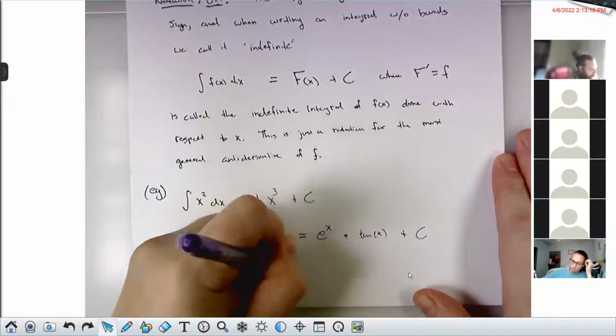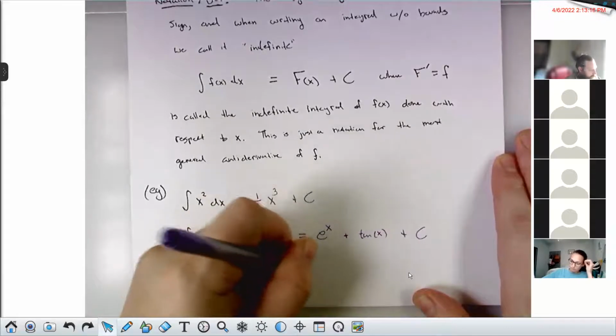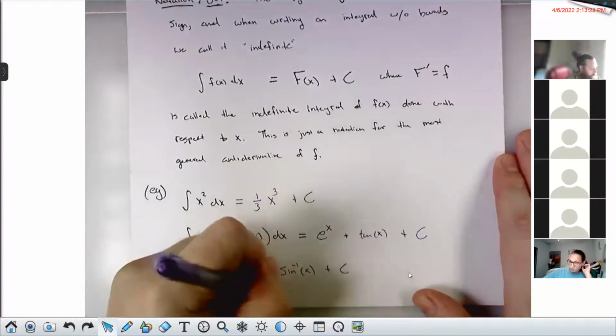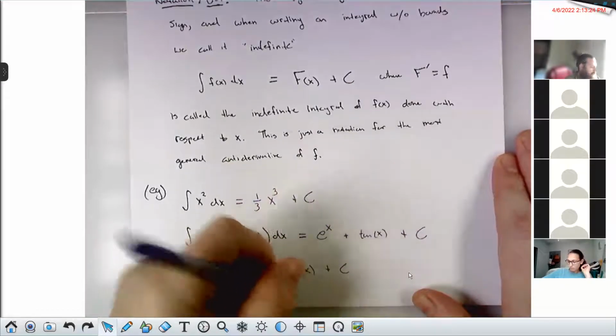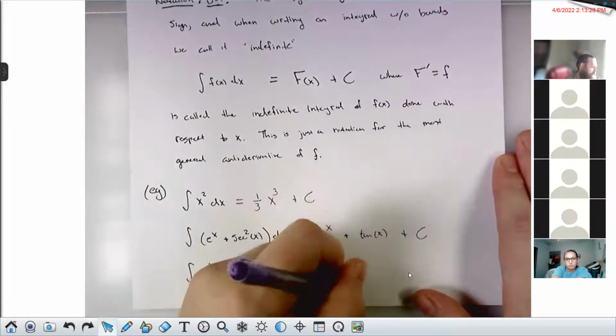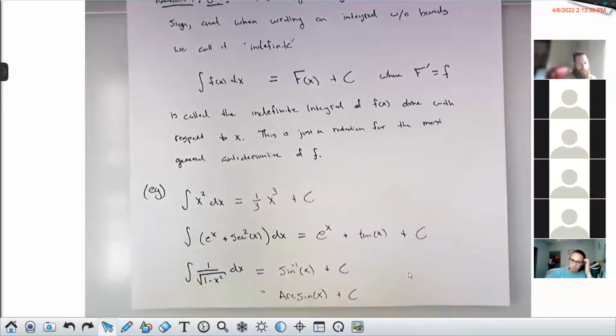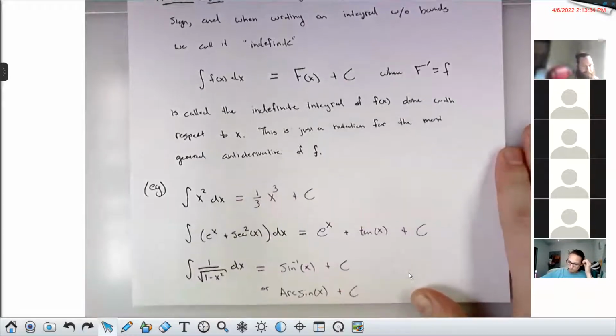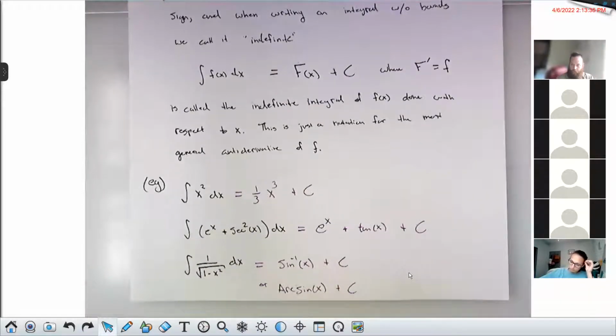Yes, this is the inverse sine of x plus c, which you can also write as arcsin of x plus c. This is the inverse sine function, because the derivative of the inverse sine function, arcsine of x, is 1 over the square root of 1 minus x squared.